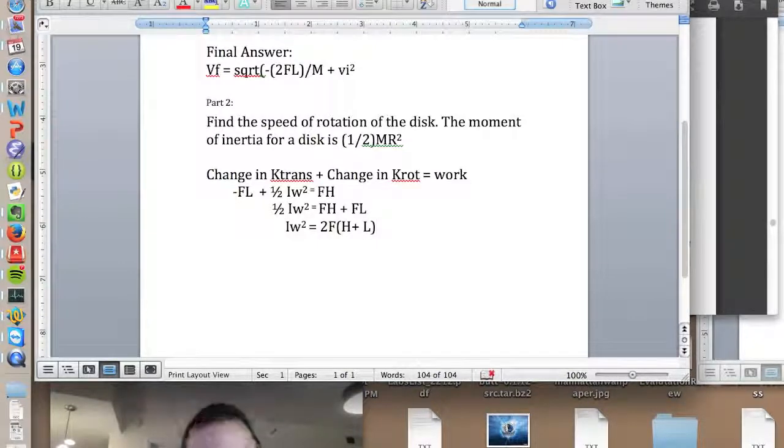And then from here, we can divide by I, leaving us with W squared equals 2F times H plus L divided by I. Let me remove that I real quick. And then finally, to get our final answer, we're going to take the square root of this quantity, and that is the square root of 2F times H plus L over I. That is our final answer.